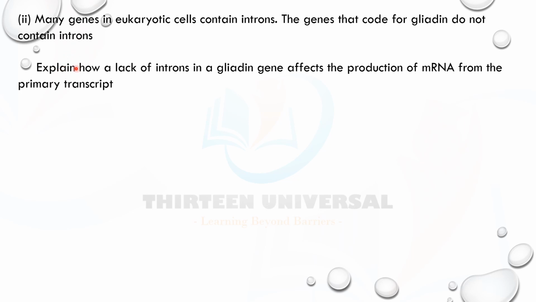Look at it. Let's explain, with reason, how a lack of introns in the gliadin gene affects the production of messenger RNA from the primary transcript.